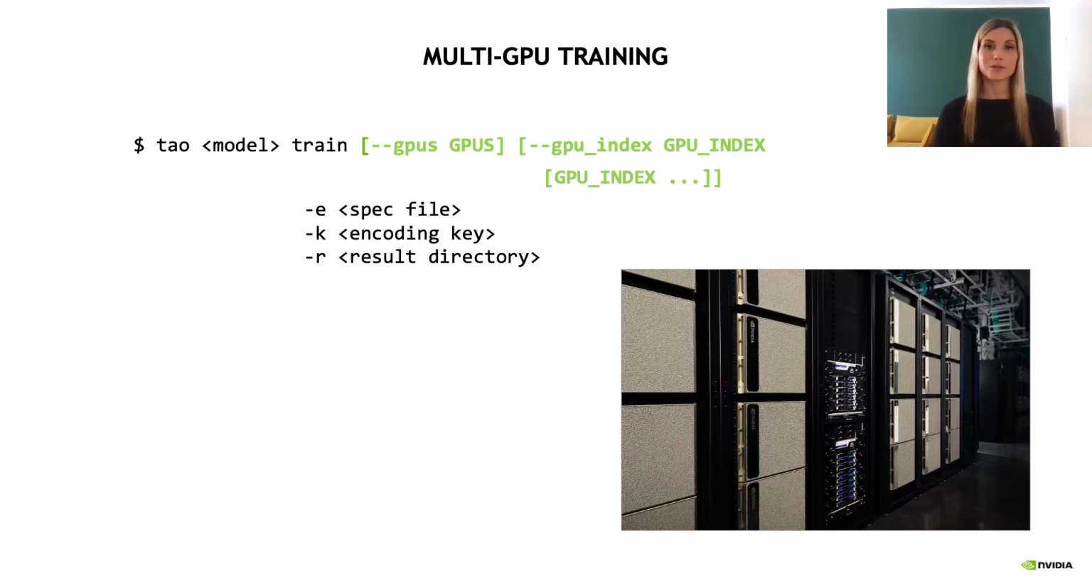Tau Toolkit also supports multi-GPU training. In fact, it makes multi-GPU training very easy. The only thing you need to do here is to specify how many GPUs you want to use. In addition, you can also specify which specific GPUs you want to use for this training, and Tau Toolkit will take care of the rest automatically.